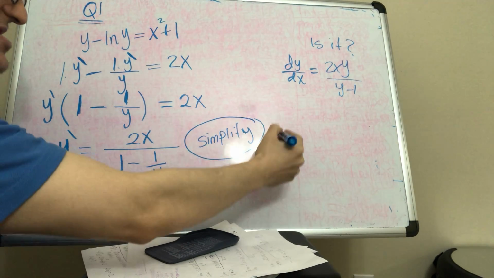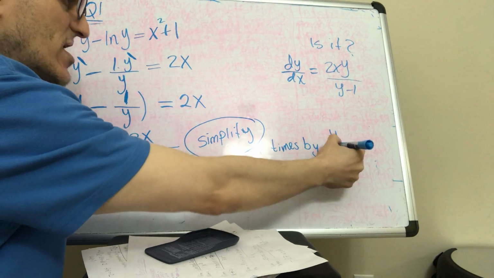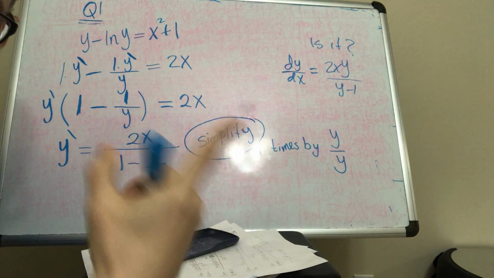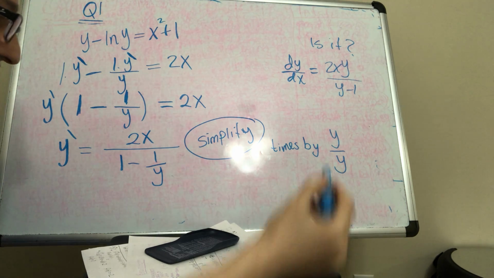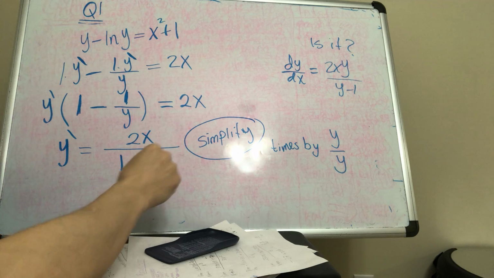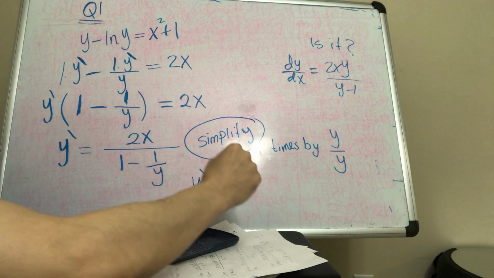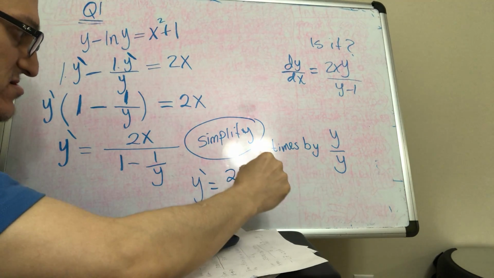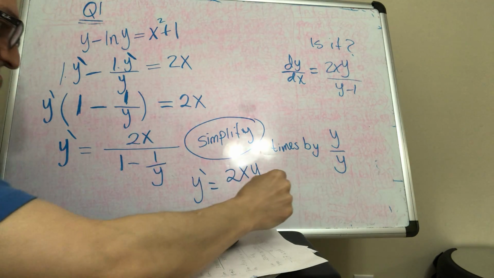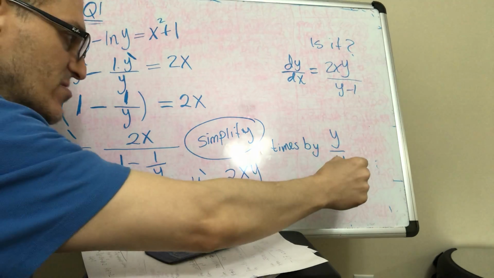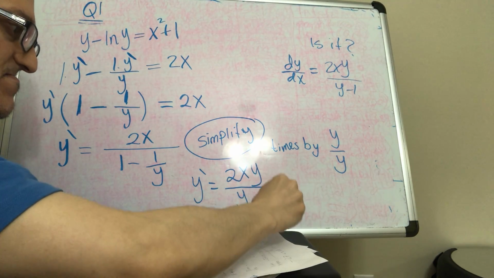And the way we simplify it is you can multiply by y over y. Because y over y is eventually 1. So you're multiplying by 1. You're not changing anything. But this y would cancel the y in the bottom. Now watch. Y times 2x would be 2xy. Y times 1 is y, and y times 1 over y, the y's cancel, you get negative 1.